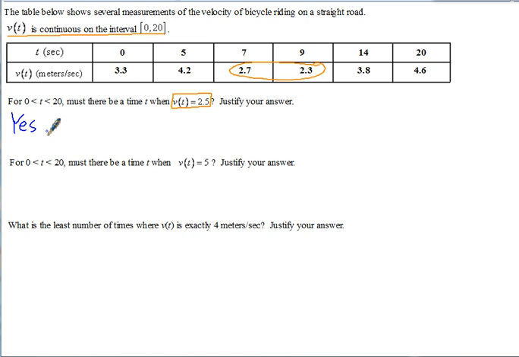There's actually another interval we also could have used. Because notice 2.5 is also between 2.3 and 3.8, but it's not between 3.8 and 4.6. So we also could have used this interval here. It really doesn't matter. In this case, there are two possibilities.